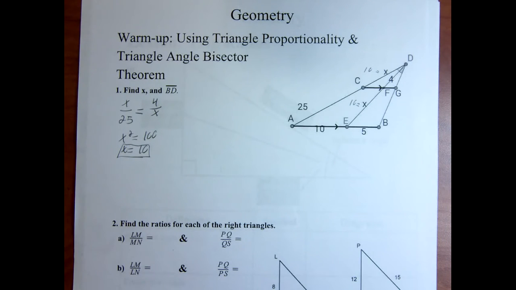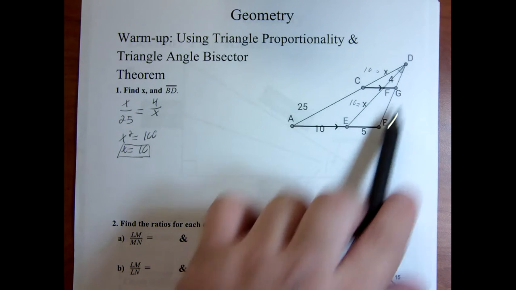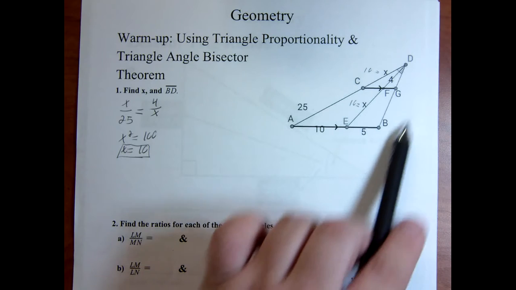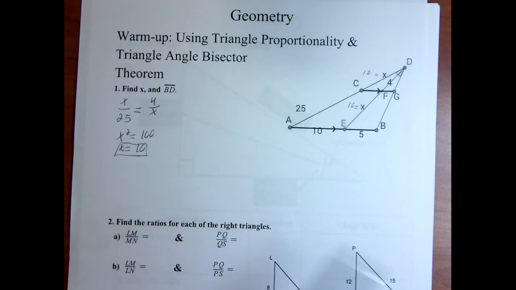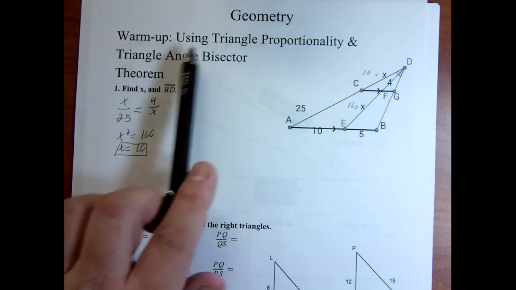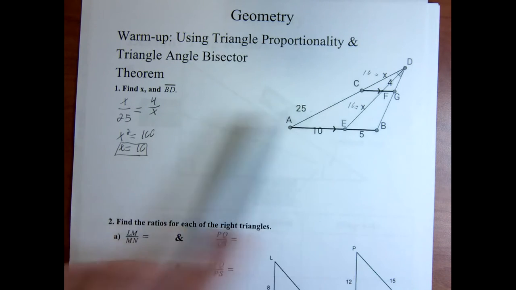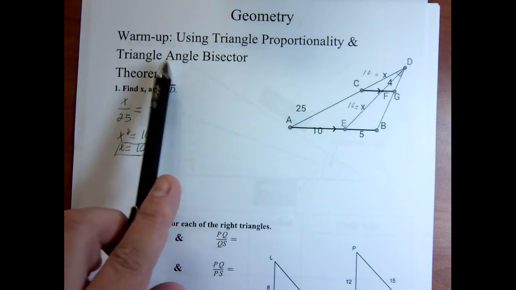The next thing they want us to figure out is the length of BD. Well, BD is this length right here. We have no information on this side. However, the warm-up does give us a hint. It says, consider using the triangle proportionality theorem. We've done that so far for the first part. And the triangle angle bisector theorem.